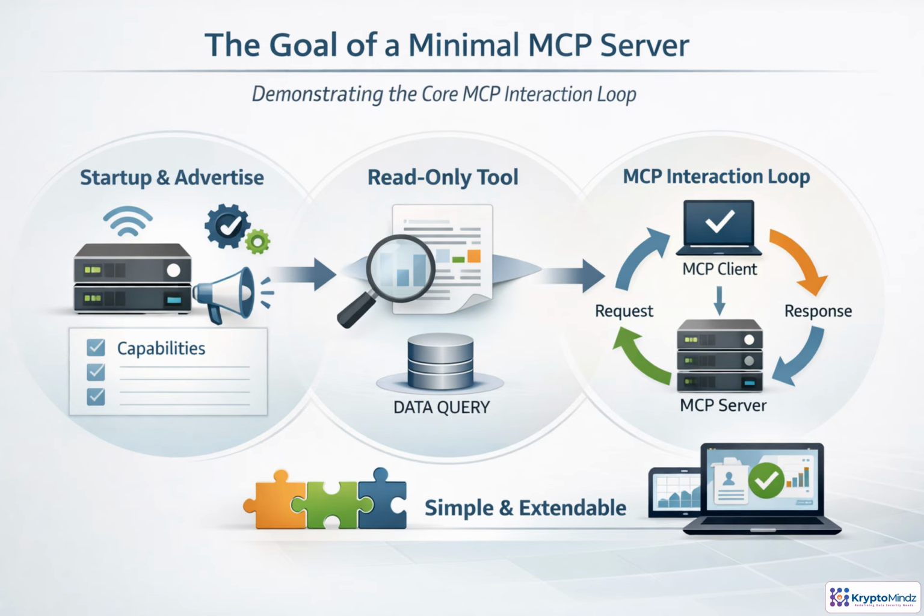Treat the first MCP server as a teaching model, not a production service. It needs to do three things well: start reliably, announce what it can do, and let a client invoke one safe operation. That first operation should usually be read-only, deterministic, and easy to verify, such as a simple data query. The key test is the full loop. The client discovers the tool, sends a request, the server runs it, and returns a response. Keep the code small but structured so the next tool fits naturally.